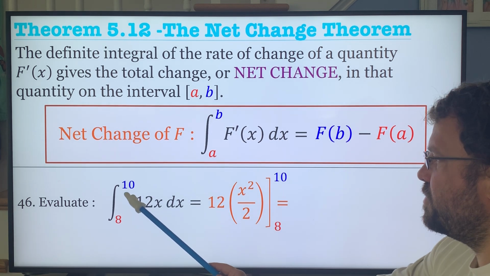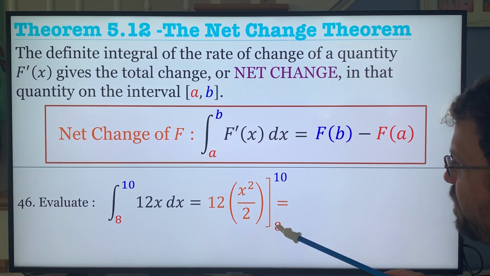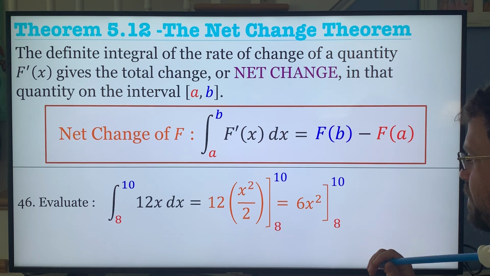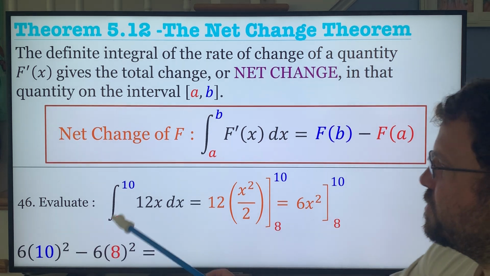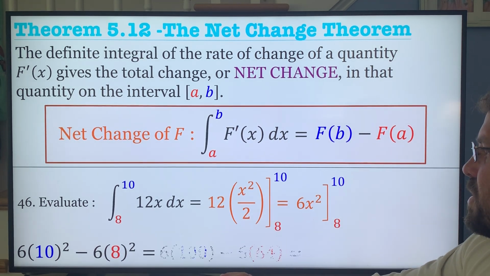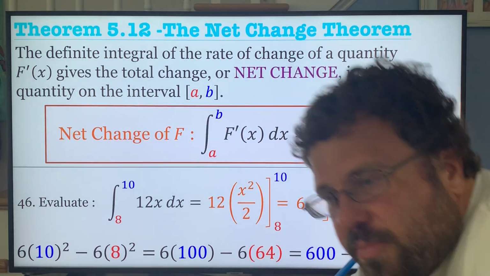Type in, integrate x squared over 2 from 10 to 8. 12 divided by 2 is 6, x squared from 10 to 8. Type in your b, type in your a. 6 times 10 squared minus 6 times 8 squared. Net change is 216, just like we did before.